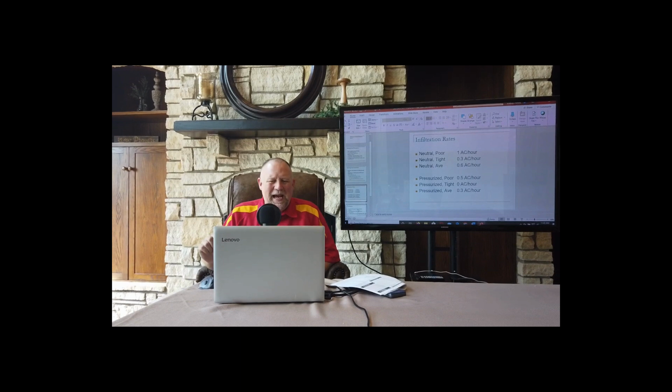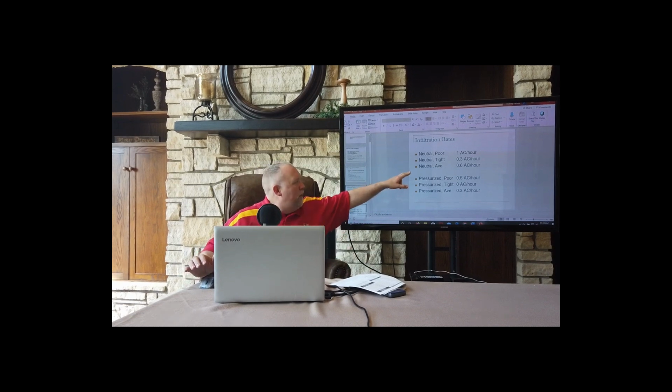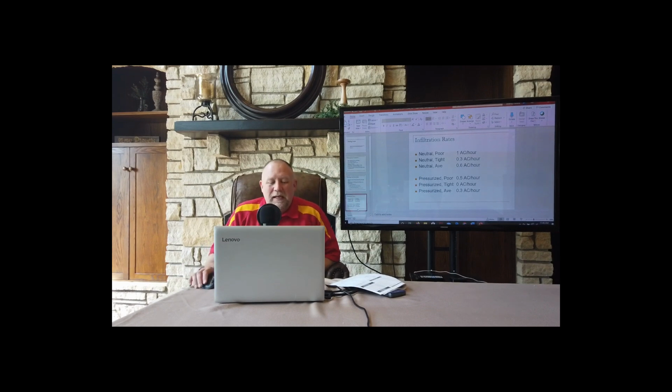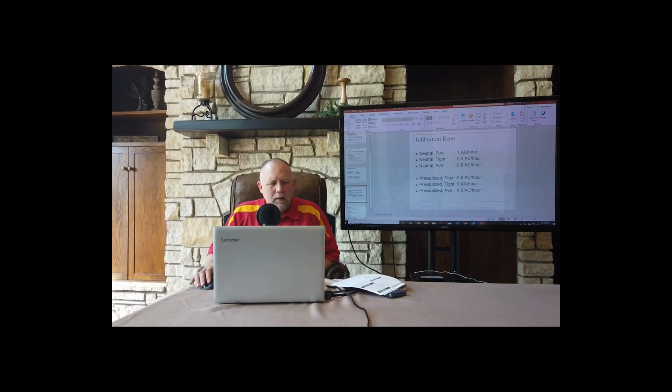For this class, on a homework or an exam, if I say something like, this is a neutral building that is of average construction, that means you need to look this value up. I will not tell you this value. You need to know where to find it. So make sure that you have these numbers handy for the first exam or something.